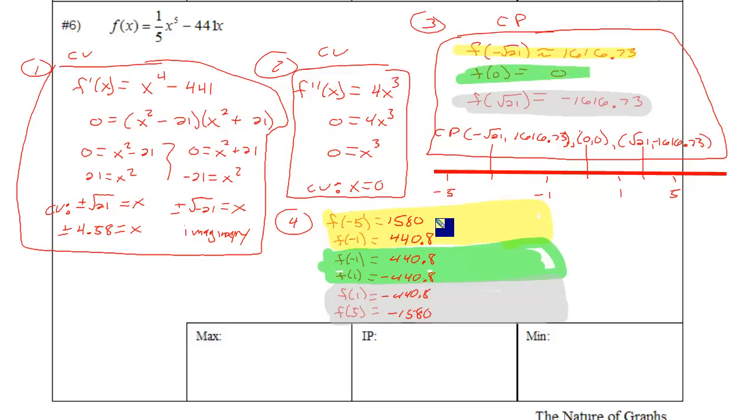Comparing these two numbers with 1616, these are both below. Comparing these numbers to 0, we got one above, we got one below. Comparing these numbers to negative 1616, these are both above.